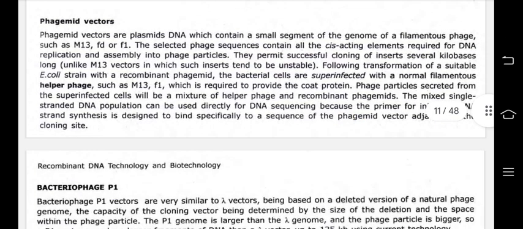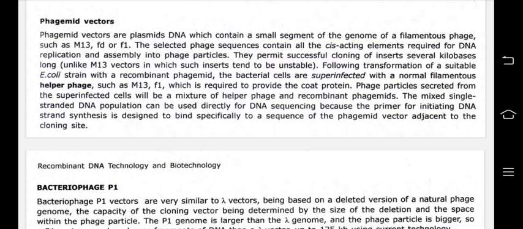Next, phagemid vectors. Phagemid vectors are plasmid DNAs which contain a small segment of the genome of a filamentous phage such as M13, fd or f1. The selected phage sequences contain all the cis-acting elements required for DNA replication and assembly into phage particles. They permit successful cloning of inserts several kilobases long, unlike M13 vectors, in which such inserts tend to be unstable.